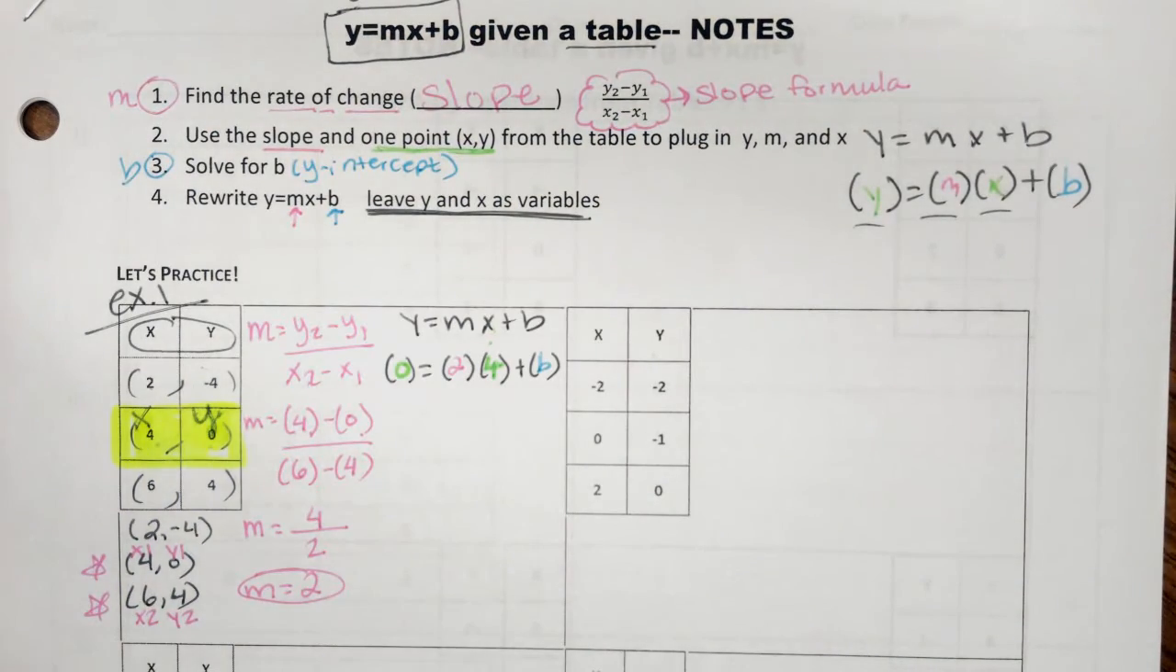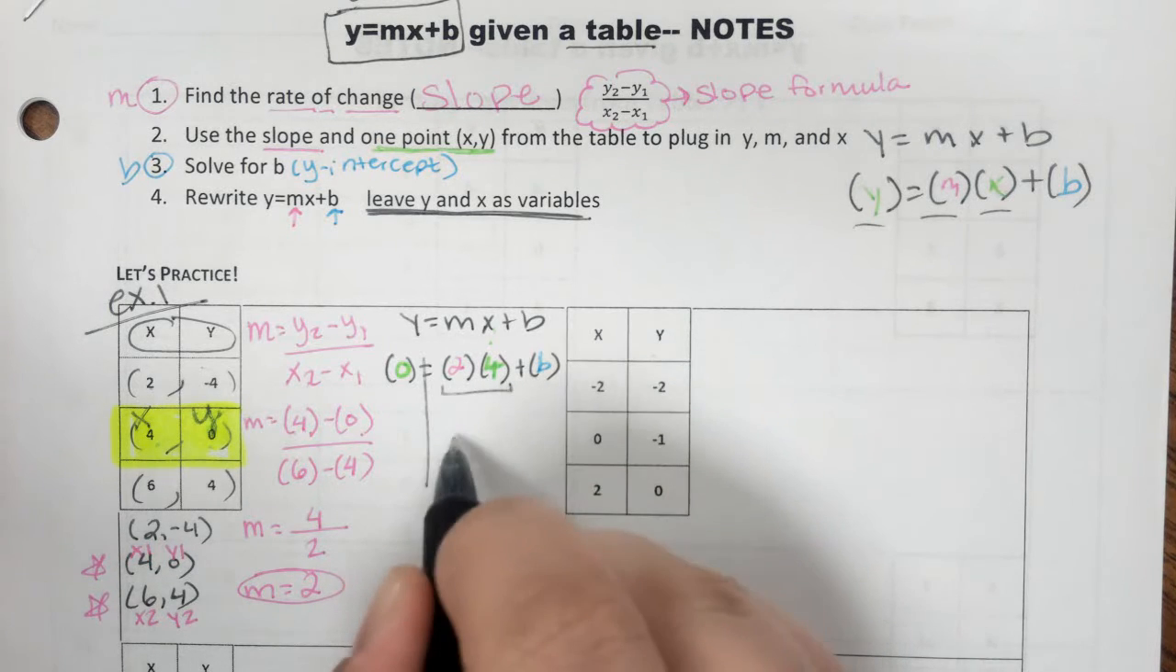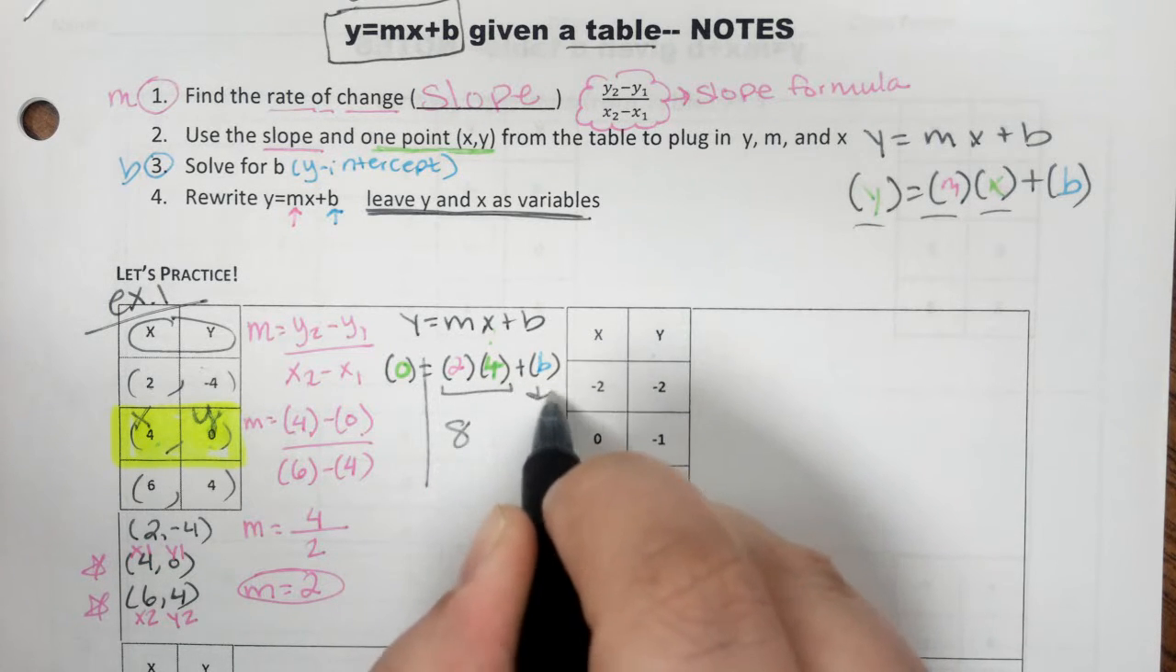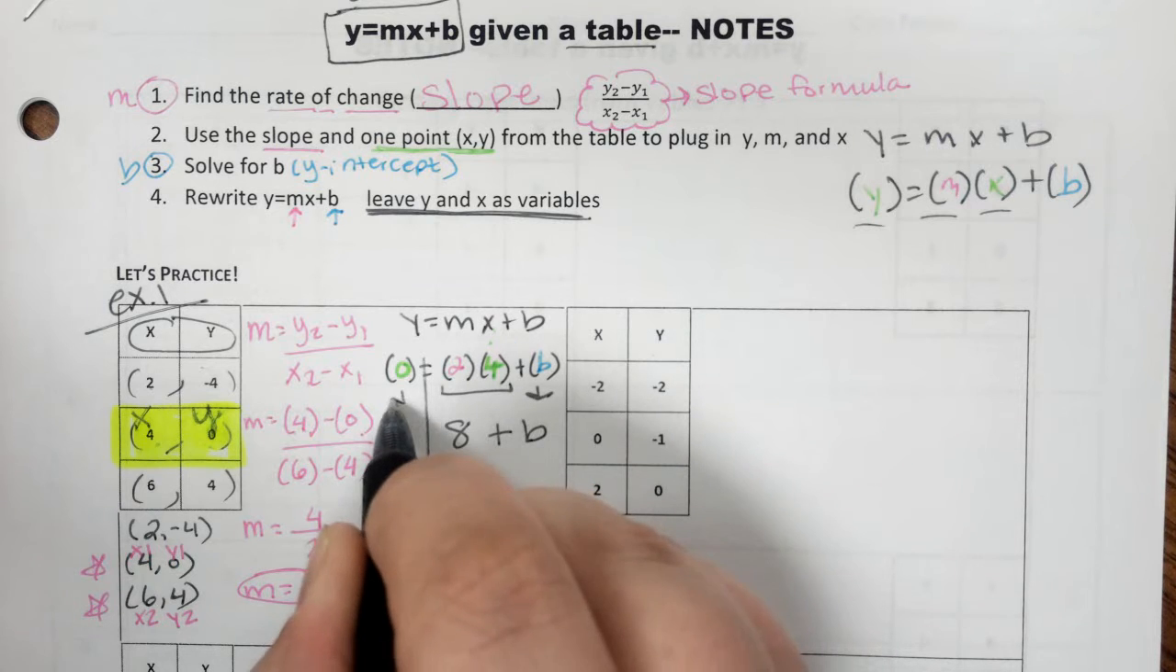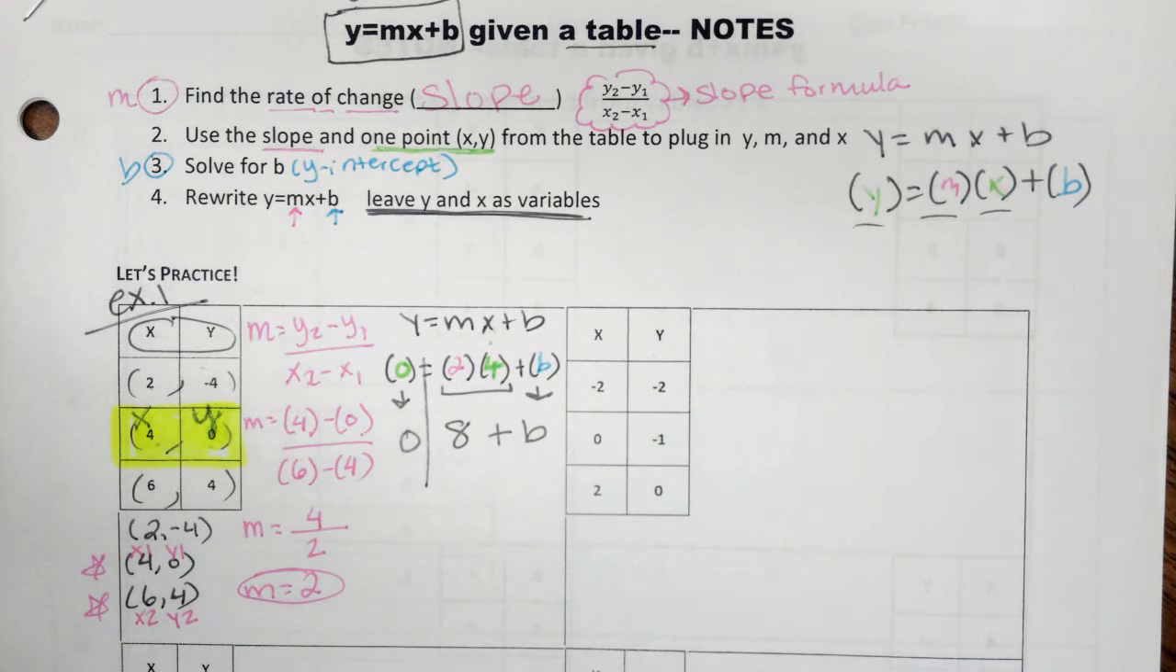So we have 0 equals 2 times 4 plus b. Now we're ready to solve the equation. Well, 2 times 4 is 8. Drop down the plus b, and also drop down the 0.